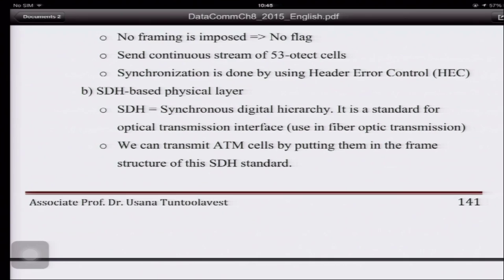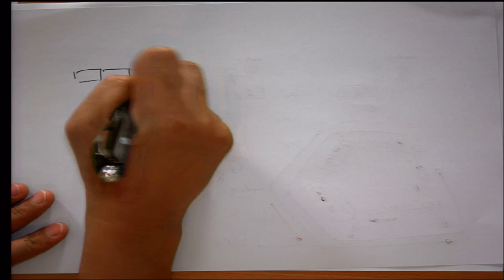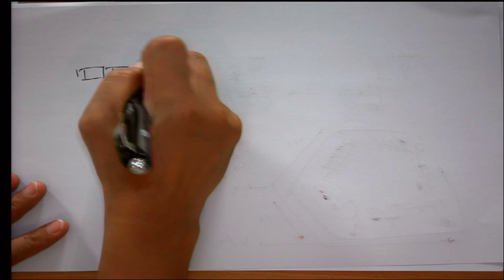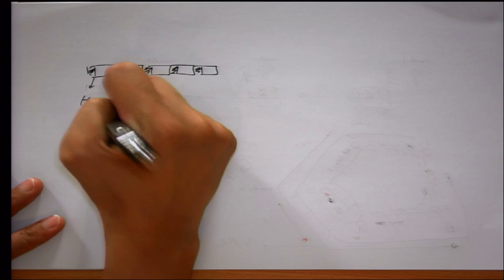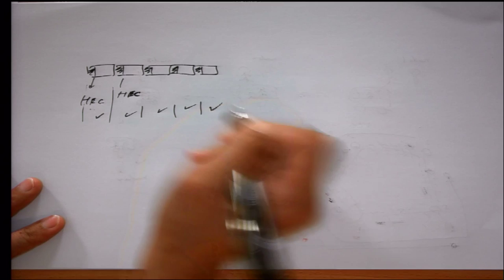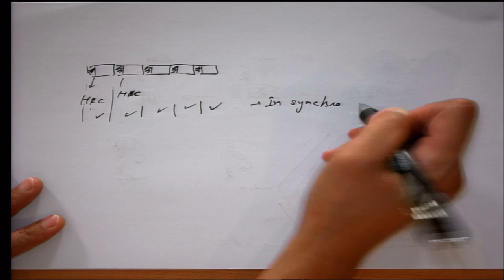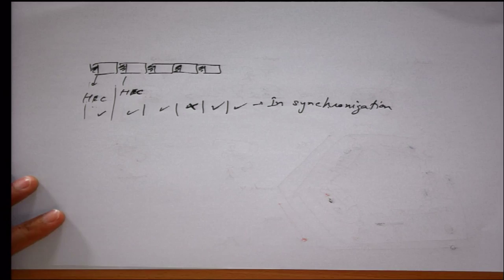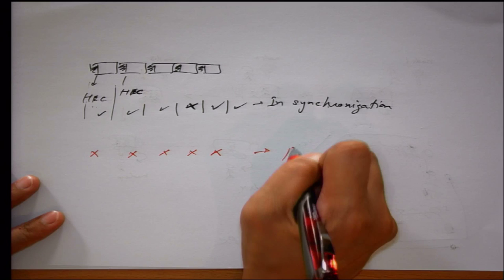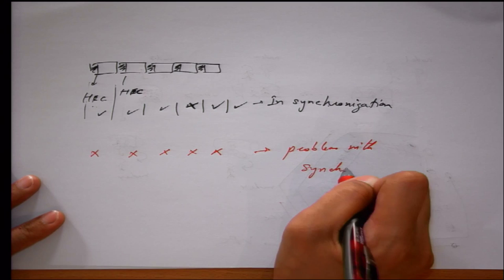In this case, you send cells next to each other like this, okay? In the header, there is the header error control. So when you do the synchronization, what you do is check whether this is correct or not, based on the header error control. If this is correct, you think that this is in synchronization. Even though some of them are wrong, it's still okay if most of them are correct. But if you see something wrong, you can guess that there is a problem with synchronization.